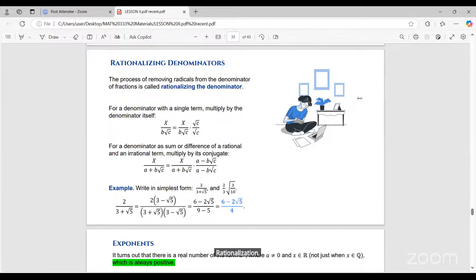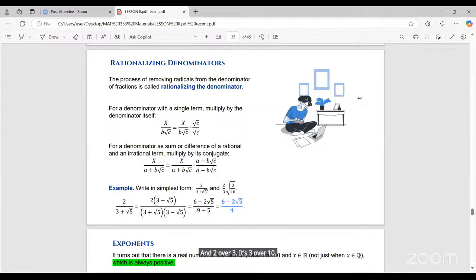Rationalization. So, for a denominator with a single term, we multiply by the denominator itself, which is what we have there. For a denominator as sum or difference of a rational and irrational term, we multiply by its conjugate, which is what we have there. We have an example. Write in simplest form 2 over 3 plus root 5 and 2 over 3 root 3 over 10.